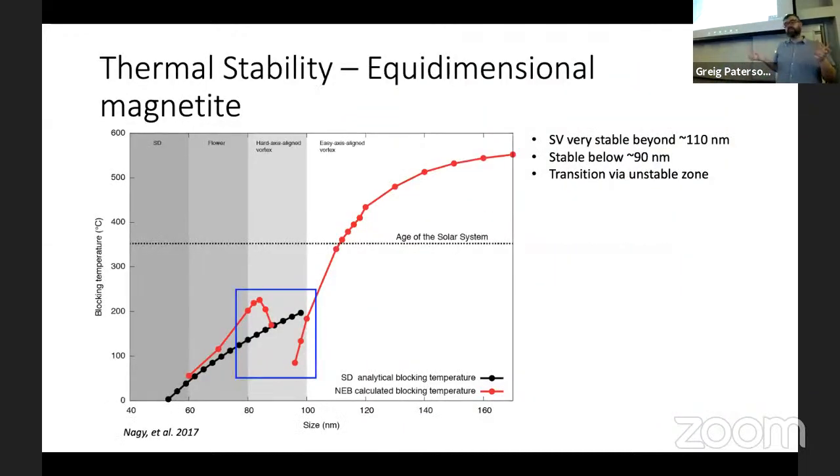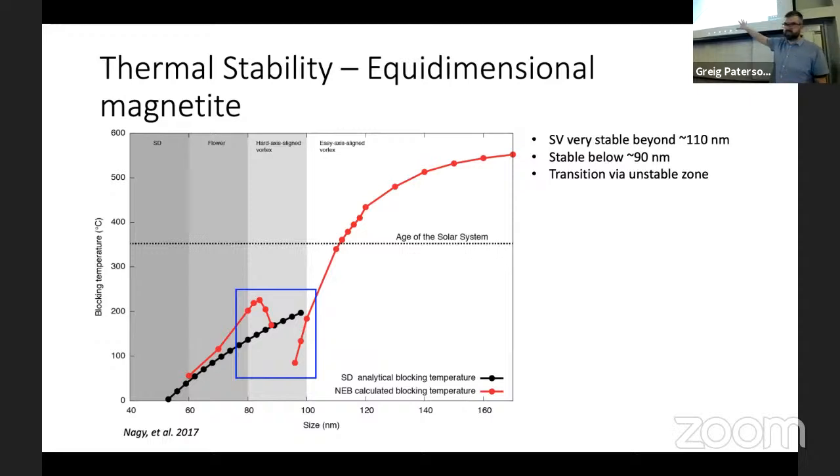But we did this for a whole set of grains in magnetite. These were equidimensional cuboctahedral grains of magnetite. And what we found is that the blocking temperature behavior, as compared to single domain theory, is very, very different.